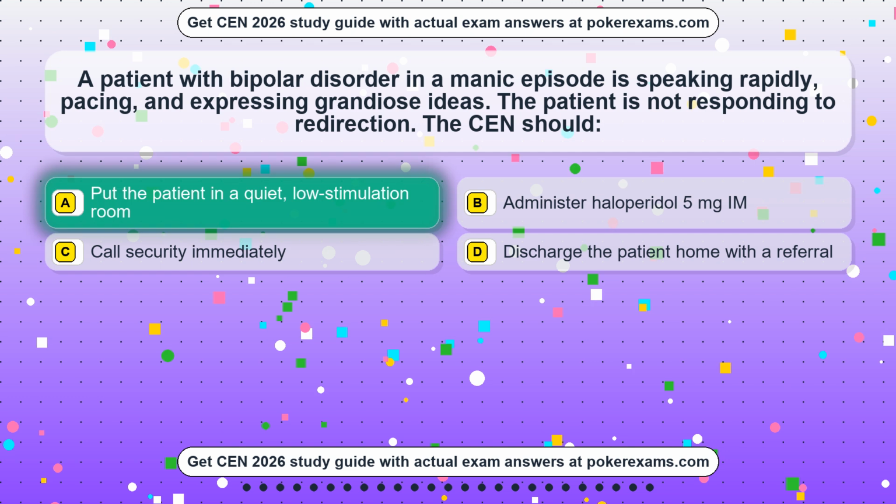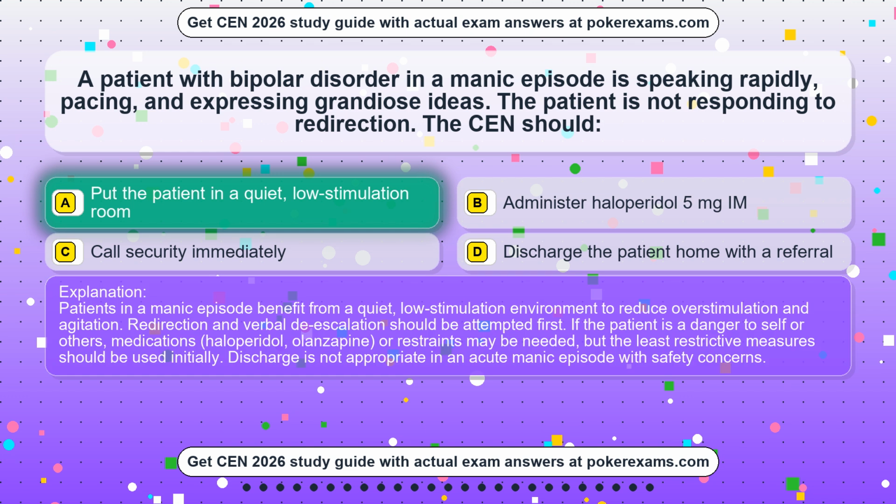Put the patient in a quiet, low-stimulation room. Patients in a manic episode benefit from a quiet, low-stimulation environment to reduce overstimulation and agitation. Redirection and verbal de-escalation should be attempted first. If the patient is a danger to self or others, medications, haloperidol, olanzapine, or restraints may be needed, but the least restrictive measures should be used initially. Discharge is not appropriate in an acute manic episode with safety concerns.